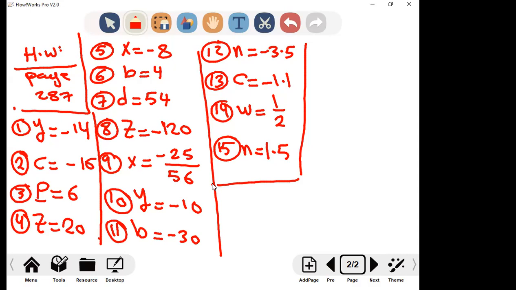Else. Fraction, you need to make simplest form. Yes.